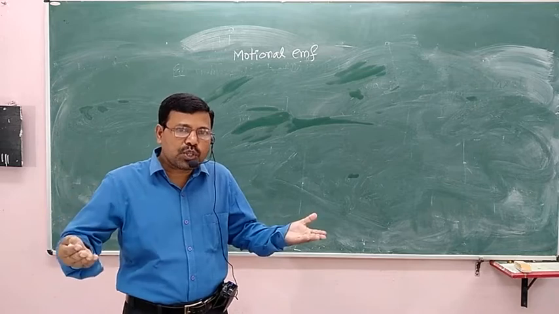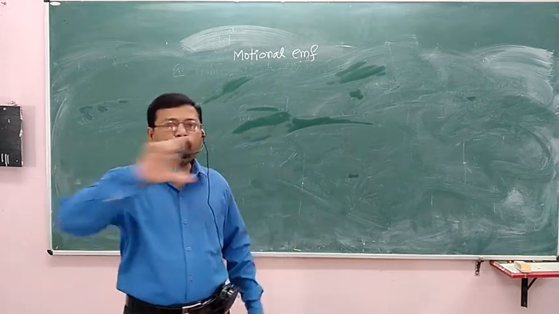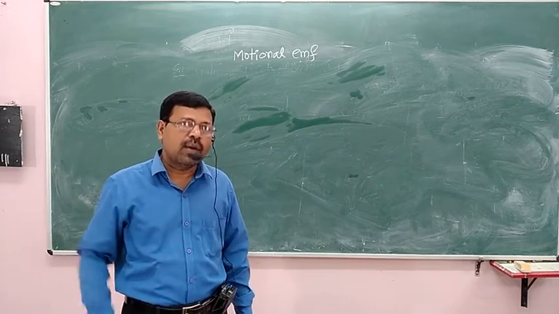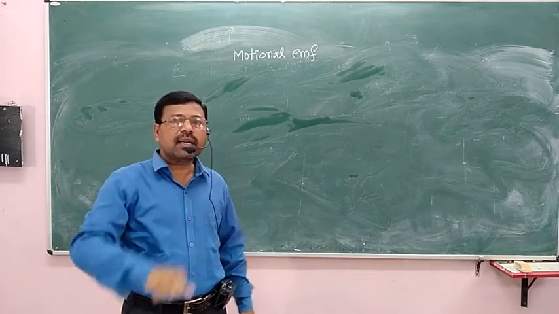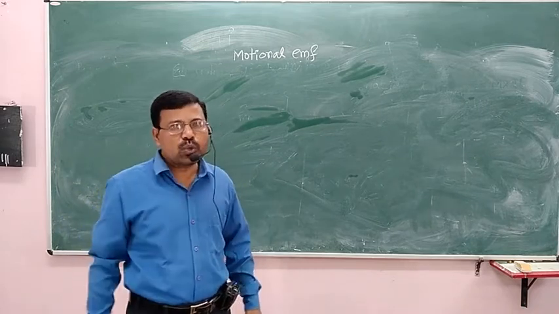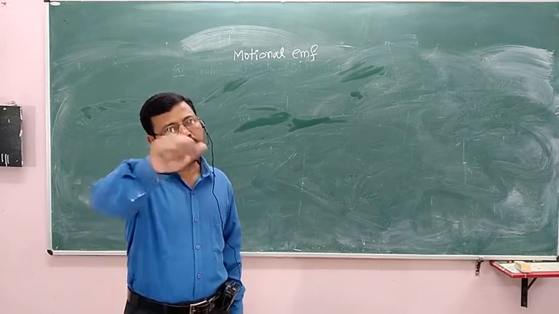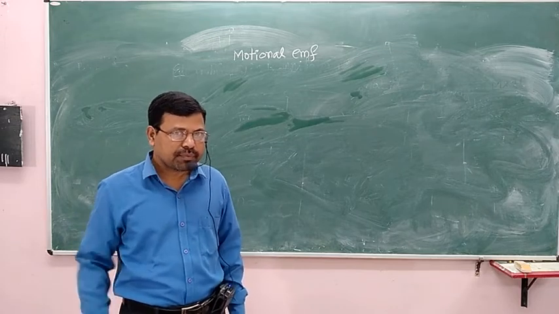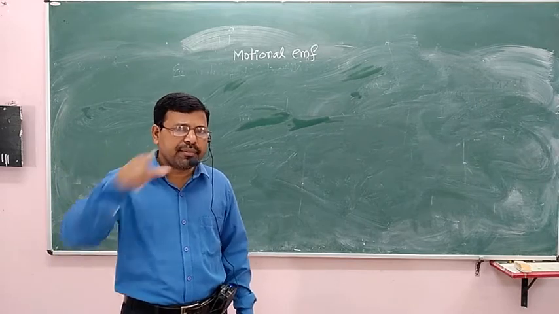Why is it called so? Because here the conductor is moving, and the magnetic field is constant. When the conductor is moving, the magnetic flux linked with the conductor changes, and induced current and induced EMF are produced. Therefore, this EMF is called motional EMF. Induced means here without having any physical contact.